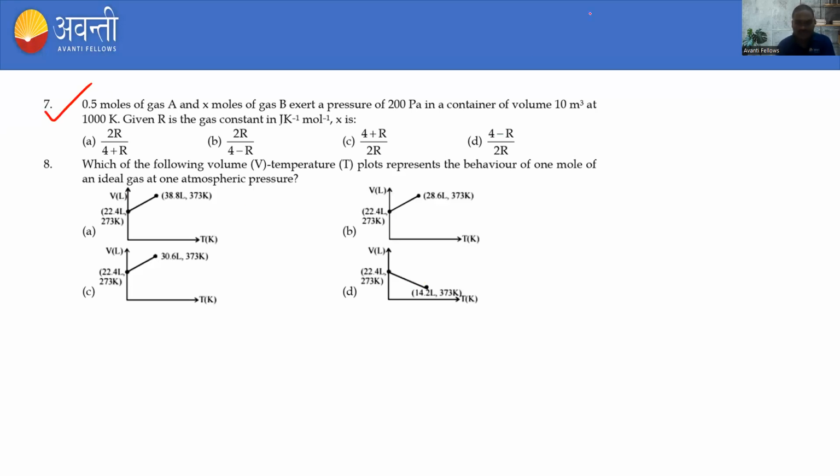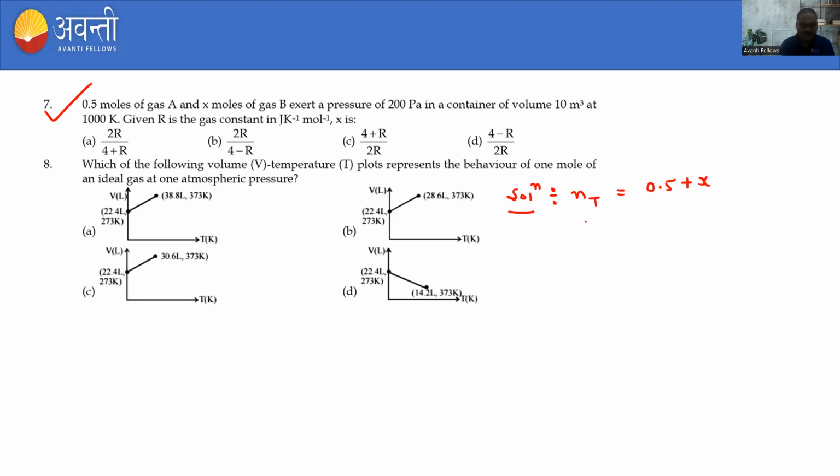Okay, so all values are already given, so you just need to calculate the value of X. We all know this is a very important thing: the total number of moles. So 0.5 mole of gas A and X mole of gas B. So the total number of moles is 0.5 plus X. So this is the total number of moles.